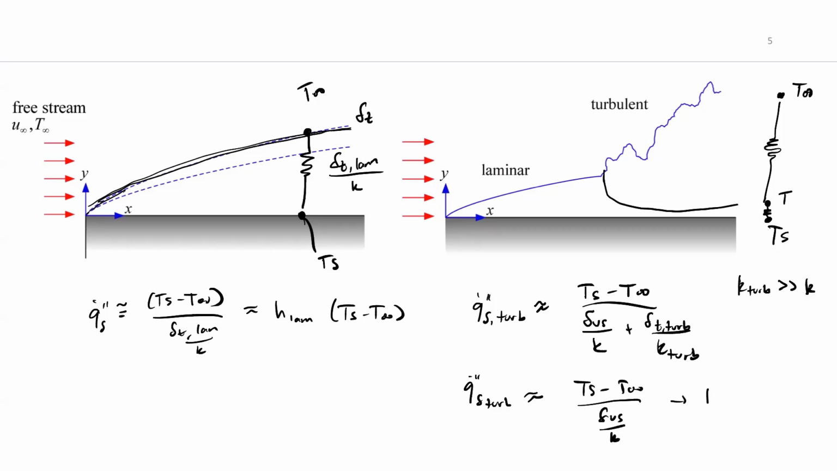So the last thing here is that H turbulent is then approximately K over delta Vs, where K is the molecular conductivity.